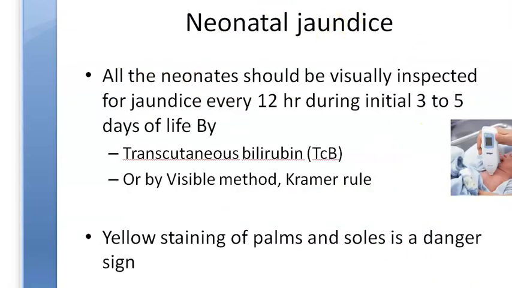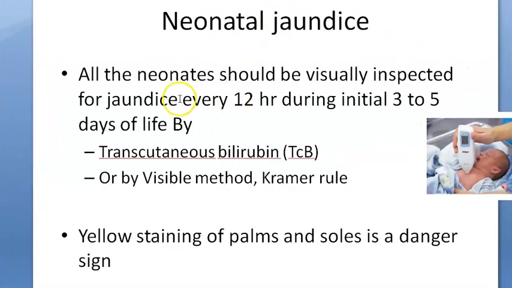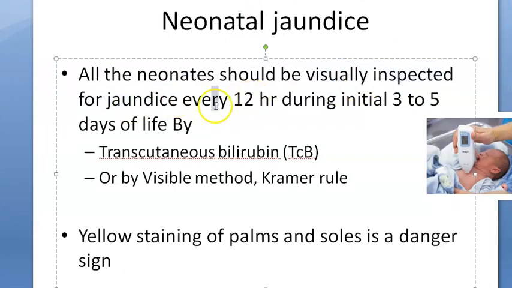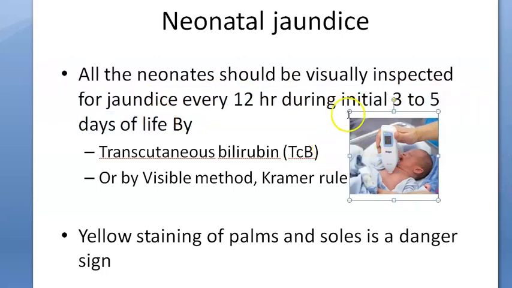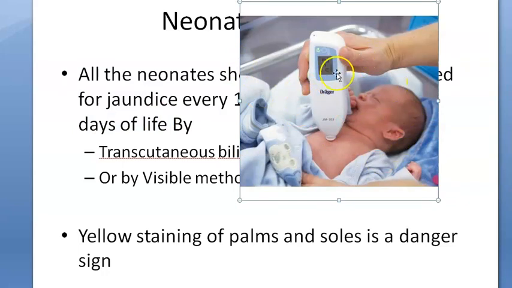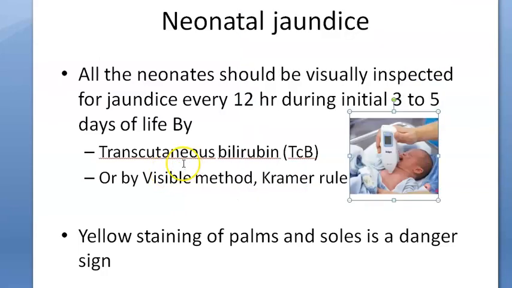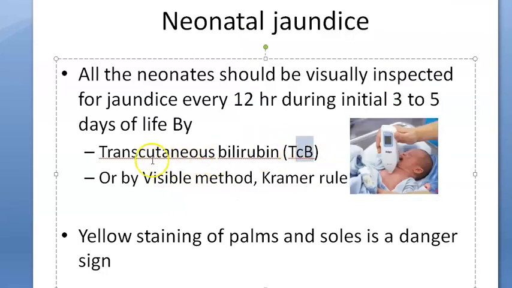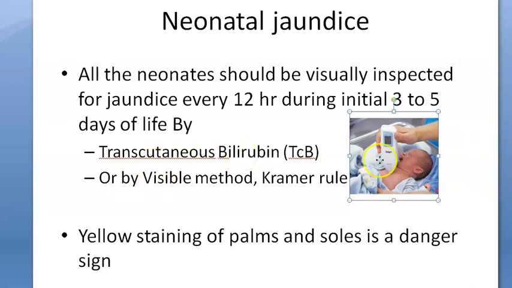So, what you should do is whenever there's a newborn baby, you should visually inspect it for jaundice every 12 hours during the first 3 to 5 days of life. Every day you have to check, right? Two times. 12 hours. Okay, focus here, guys. See how to check. Visually you saw the baby was looking yellow. If you can't do that, you have this transcutaneous bilirubin measurement. Okay, and you can just measure the value of the bilirubin. That is called TCB, transcutaneous bilirubin. You can measure, right? TCB, or by visual method you can measure.